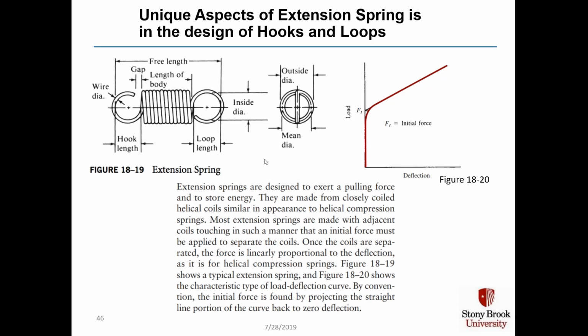Most extension springs are made with adjacent coils touching in such a manner that initial force must be applied to separate the coils. And once the coils are separated, the force is linearly proportional to the deflection as it is for the helical springs. Figure 18-19 in the upper left shows a typical extension spring, and figure 18-20 on the upper right shows the characteristic type of load deflection curve. By convention, the initial force, capital F sub F, for an extension spring is found by projecting the straight line portion of the curve back to zero deflection. So that's this small area of the curve.